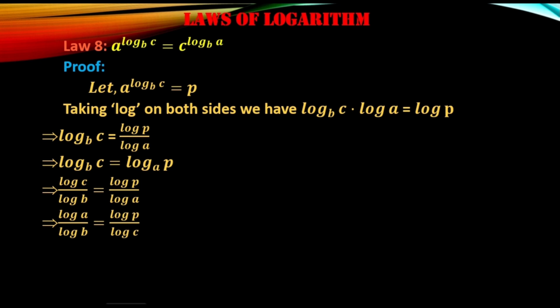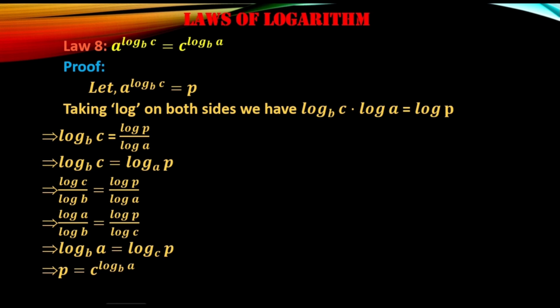Now we are just interchanging the positions: log a is in the denominator of the right hand side, it goes to the numerator of the left hand side, and log b remains where it is. Log p also remains where it is, and log c comes from the numerator of the left hand side to the denominator of the right hand side. And this gives us log of a to the base of b is equal to log of p to the base of c. Now if we want to change this logarithmic language into exponential form, we know that it will be c to the power log of a to the base of b is equal to p.